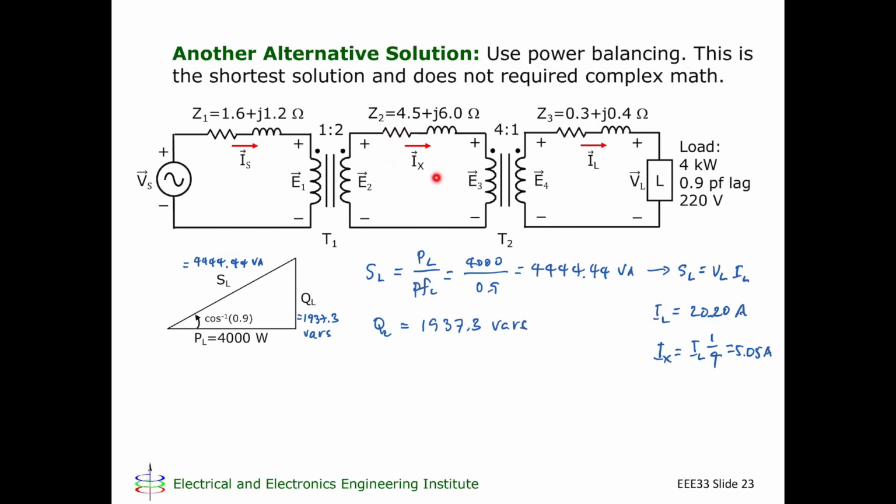So if I know the RMS value of I of X, I can get the RMS value of I of S, again using the inverse turns ratio of T1. So I now have I of S is equal to I of X multiplied by 2 over 1, the inverse turns ratio, and that will give me 10.10 amperes. These three are important.